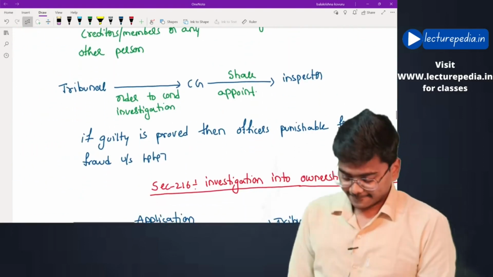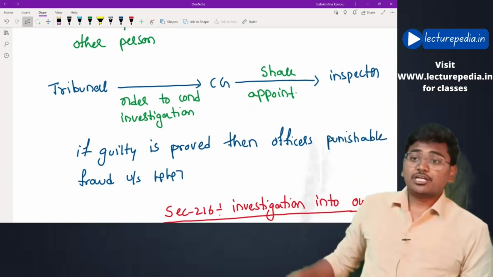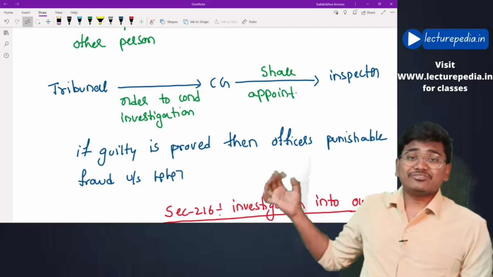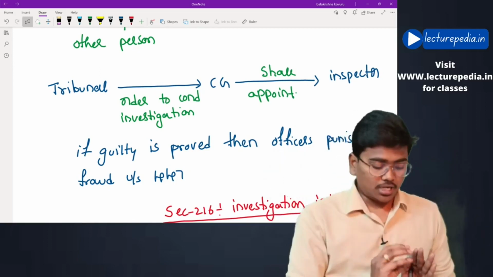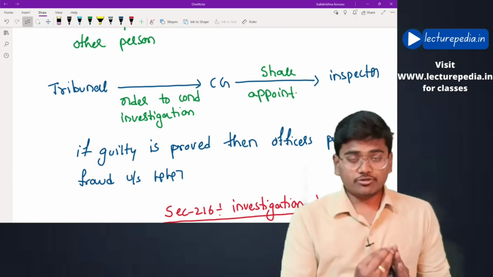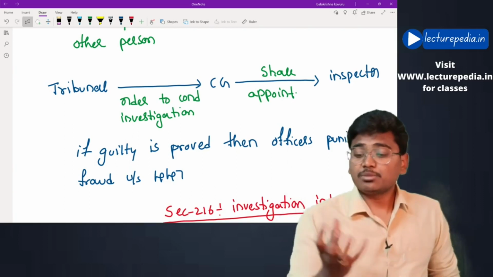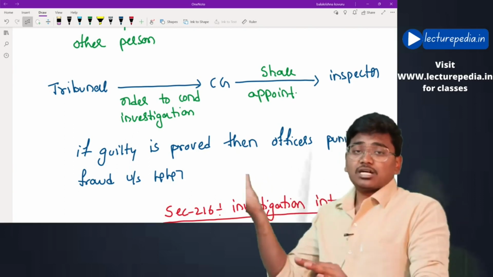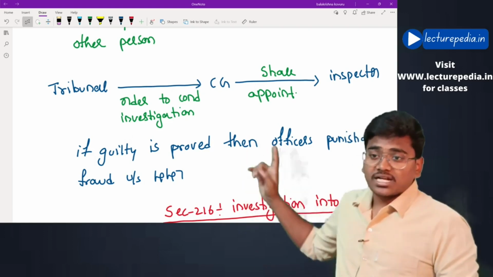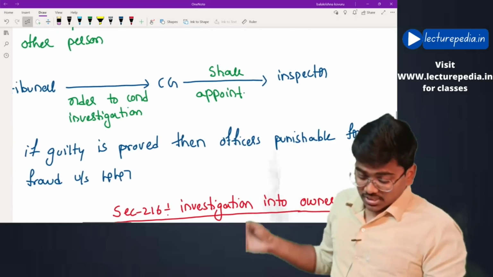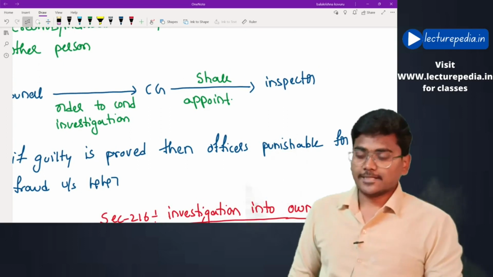Now, once the application is filed with the tribunal, the tribunal will order to conduct investigation. See, first of all, the application will not be filed with the central government, it will be filed with the tribunal, and the tribunal does not have power to conduct investigation. Thereby, the tribunal will order the central government to conduct investigation. Now, the central government will appoint inspectors to conduct investigation. Hope this is clear.